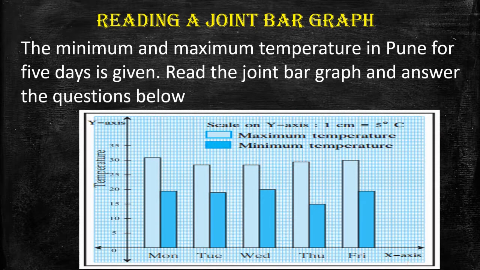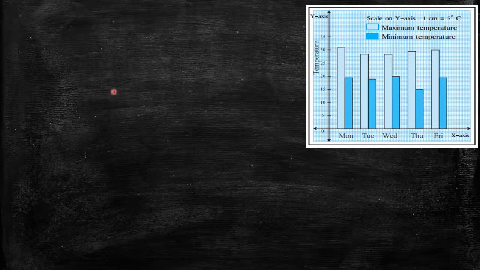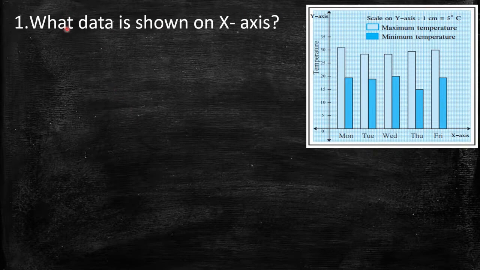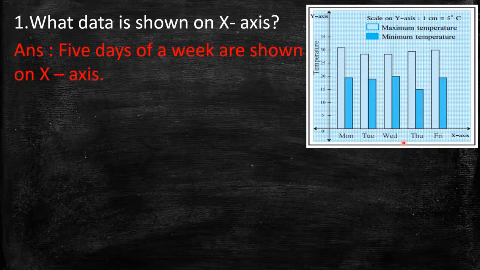Question number 1, what data is shown on the x-axis? So here on the x-axis you can see 5 days of a week are shown. Monday, Tuesday, Wednesday, Thursday, Friday are given. So these are all the 5 days of a week. So like this you will write.